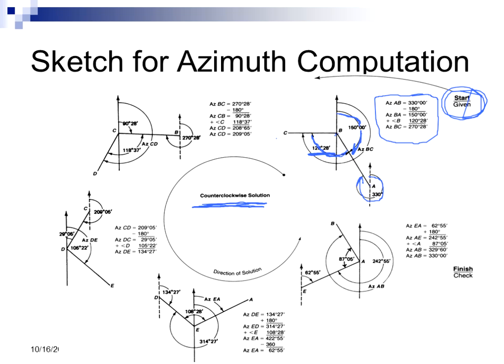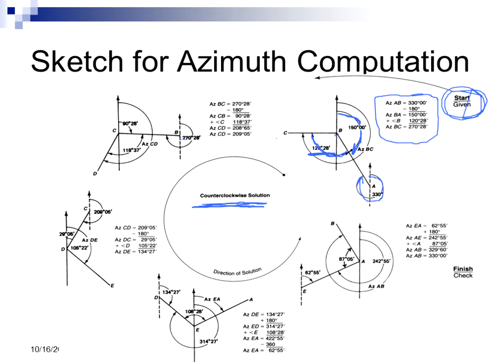So the azimuth of A to B is 330 degrees. We're subtracting our 180 degrees, giving us an azimuth of B to A of 150 degrees. We're now adding the angle at B, that interior horizontal angle of 120 degrees and 28 minutes, giving us an azimuth of B to C of 270 degrees, 28 minutes. And you can see from the diagram that that seems to be about right. B to C almost looks like it's at 270 degrees, right along that east-west line.